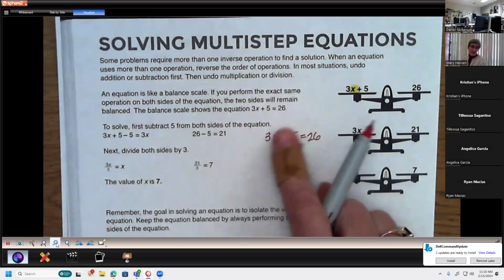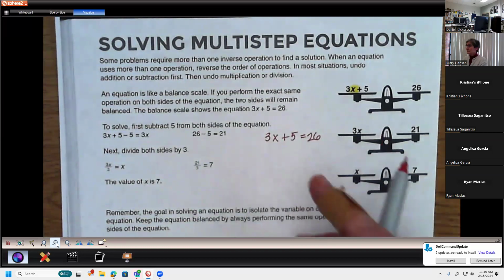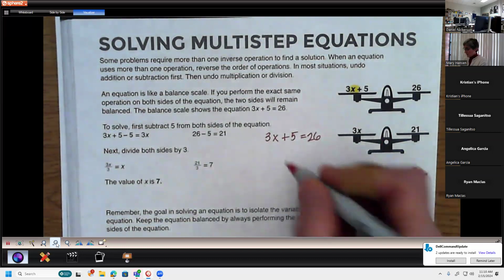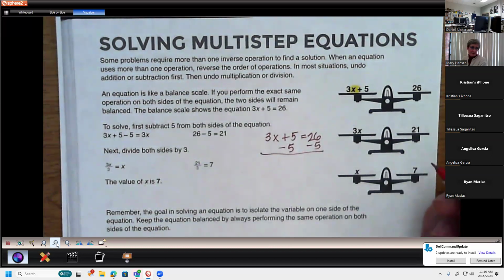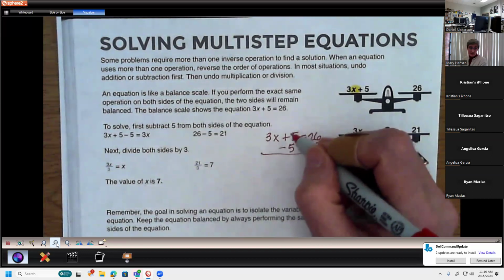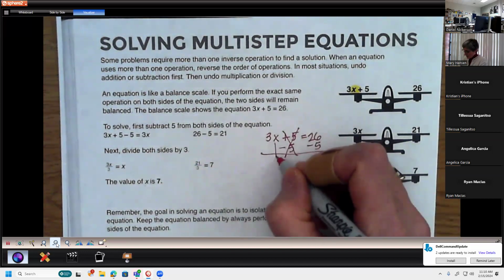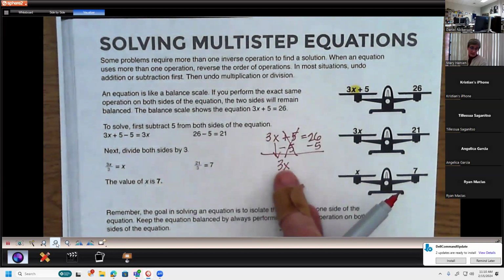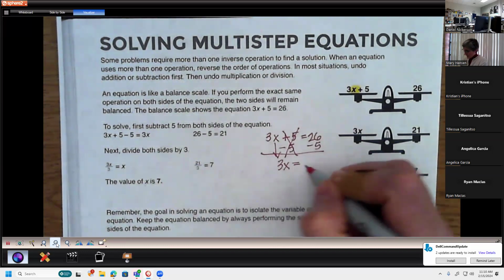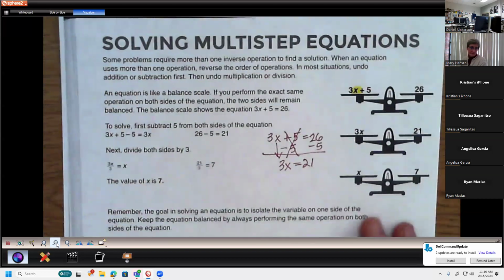Okay, so this 5 is being added to the 3x. So to get rid of adding 5, we subtract 5. I think I heard that maybe from Flag. Okay, so just like the first day, we're doing the opposite of adding, we're subtracting. But now what comes down is not just x, we still have 3x left. So the 3x comes down, 26 minus 5 is 21.